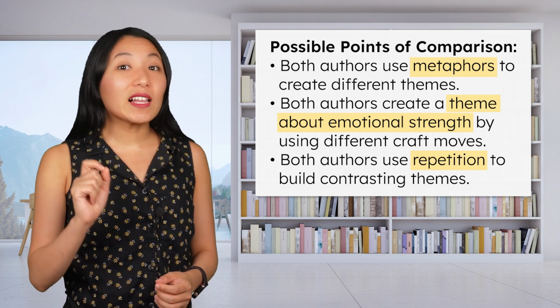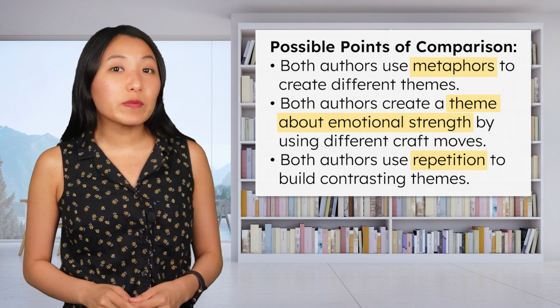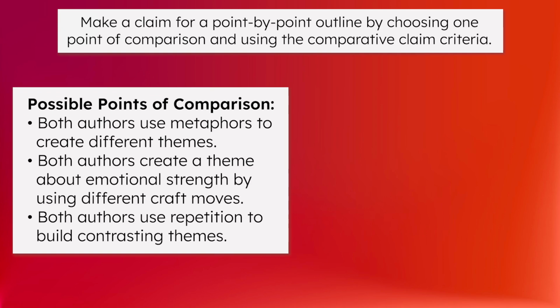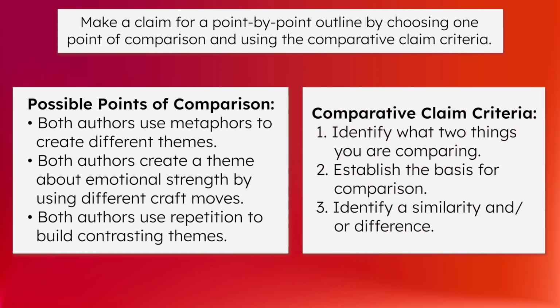Each point becomes a claim for a body paragraph in my essay. And we already know how to create a comparative claim thanks to these two. We'll use those same skills we practiced last time to help us with claims for a point-by-point outline. Using one of these three points of comparison and our comparative claim criteria, create one possible claim for this essay. Your claim should be more specific than the point of comparison.